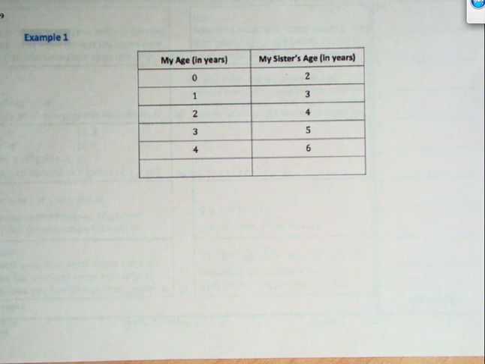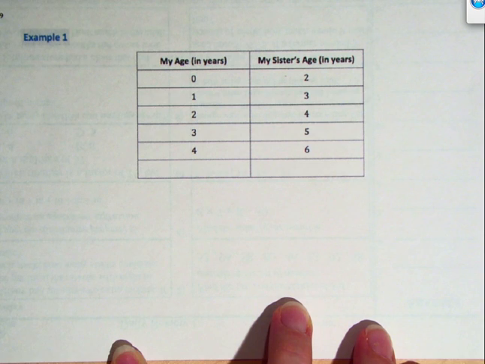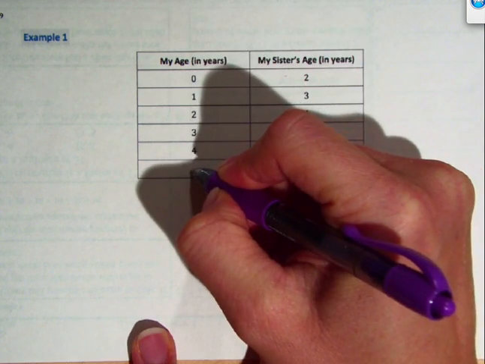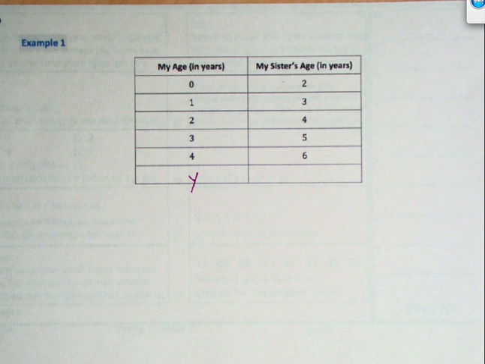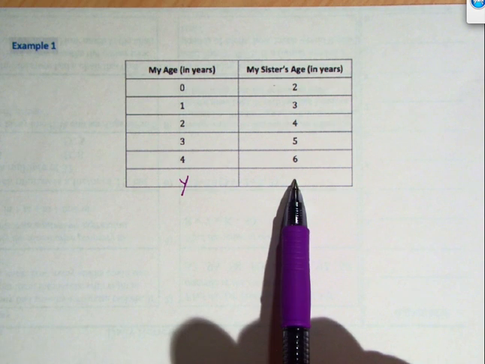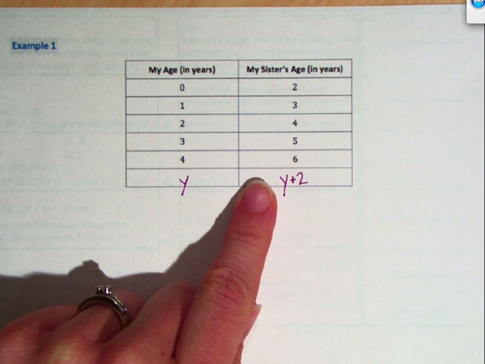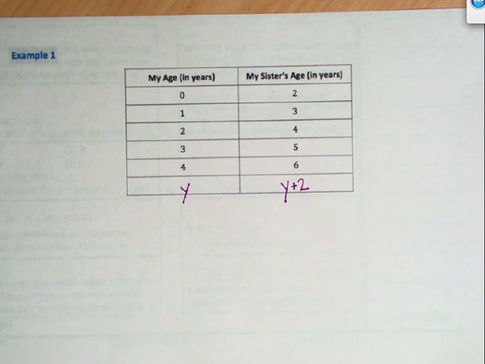Now, what if you don't know my age? If you don't know it, we probably need to create a variable, just like we did in the last one. So let's say my age is y, for my age in years. And I'm going to go ahead and put that here. If my age is y, how old is my sister? Well, you told me that if I was 8, you would add 2 to get my sister's age. So my sister would be whatever I am plus 2 more years. So if I'm y, she's y plus 2.